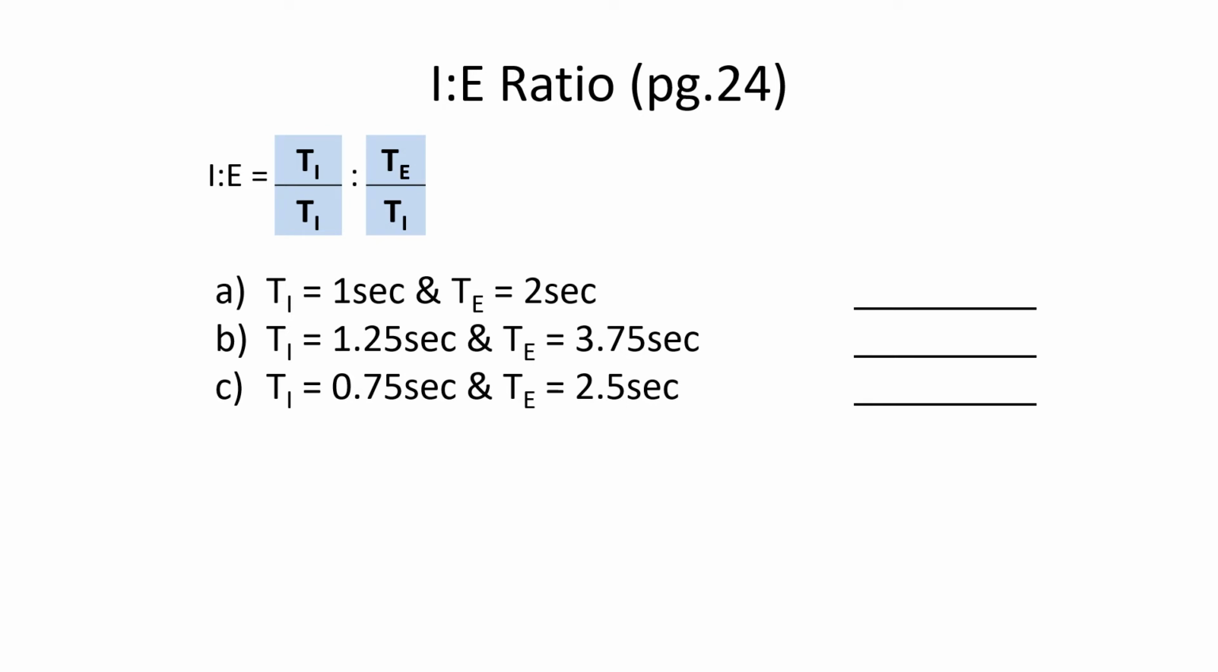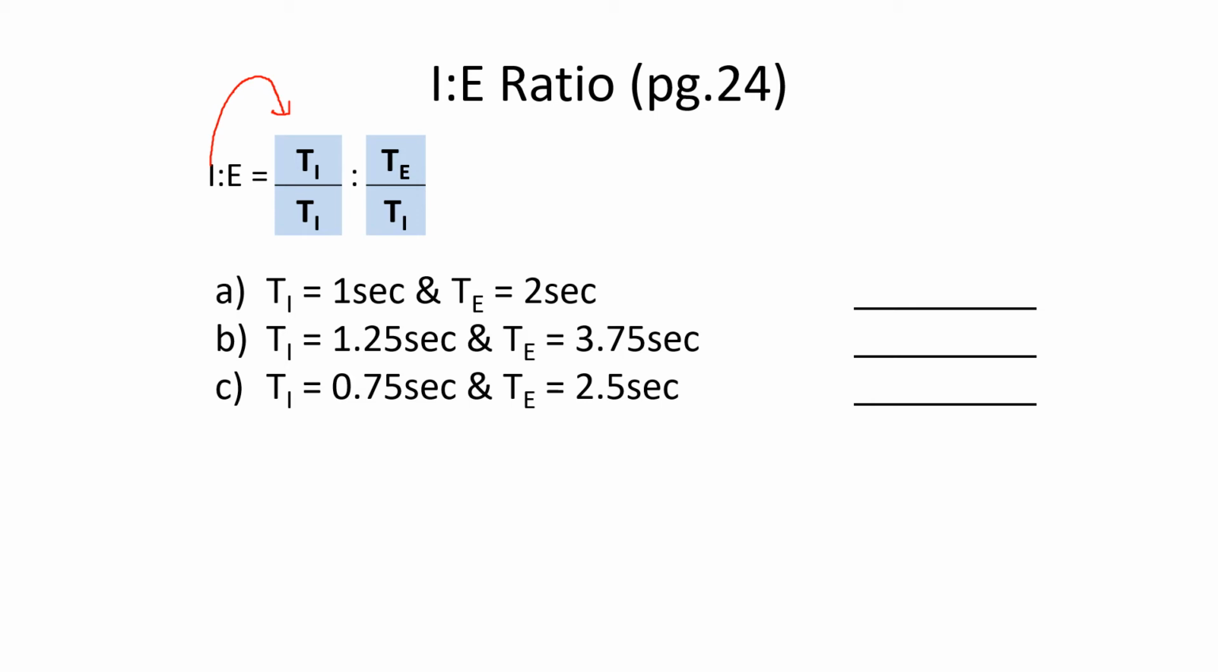So now you're going to have to plug and chug. IE ratio. I is inhalation time. E is expiration time. So it's a good ratio comparing inhalation time to expiration time. So it's I to E. So the I component is here, right? So all you do is take, yeah, E is expiration time. I, inhalation time.